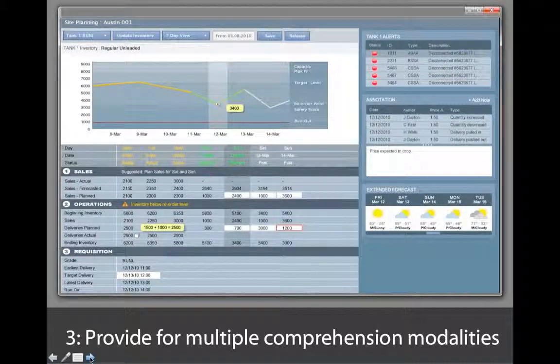Now, what this allowed us to do is to make it much easier for a broader range of people with different comprehension styles to use the software. We also simplified the ordering process using visualization, and the ordering process changed. Instead of entering a lot of information, a person could just grab that dot, move it to the exact level that they wanted. It automatically generated the information.